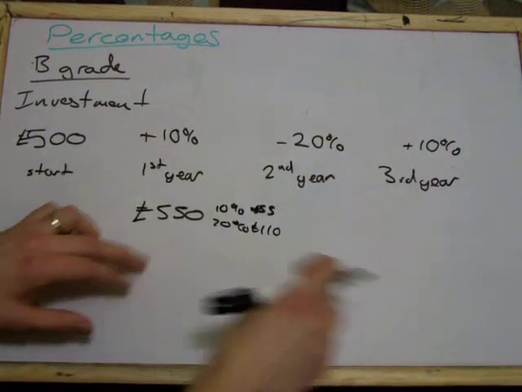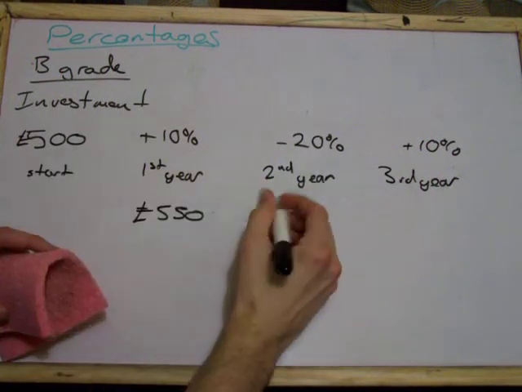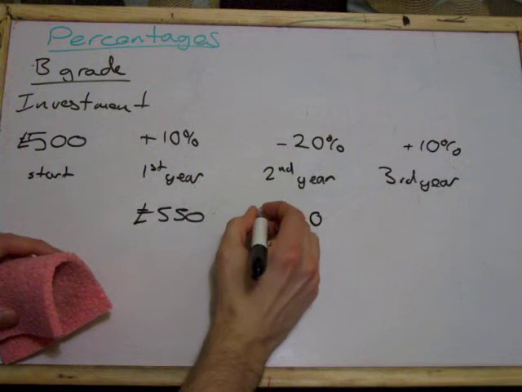So in this case, at the end of the second year, you've got 550 minus 110, which is going to leave you with £440.